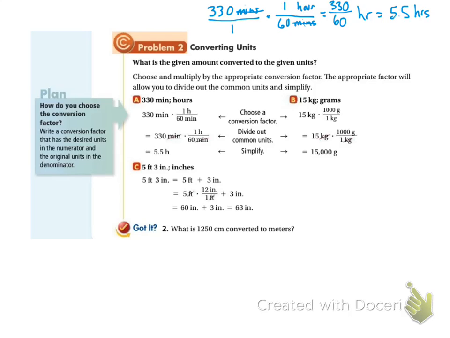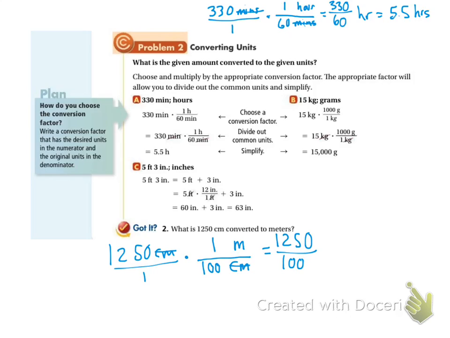Okay, our got it problem down here. I have 1,250 centimeters. Again, I just stick it over 1. Dividing by 1 won't change it. I want to get rid of my centimeters, so my centimeters go on the bottom. And I'm going into meters, so my meters go on top. 100 centimeters is 1 meter. My centimeters are going to cancel off because I have 1 on the top and 1 on the bottom. And when I multiply across, I get 1,250 over 100. Oops, and that's meters. And when I divide, I get 12.5 meters.